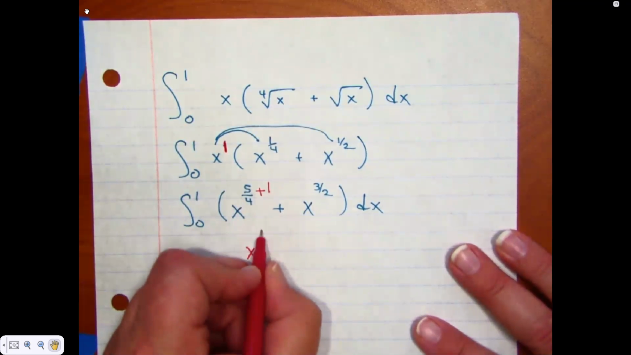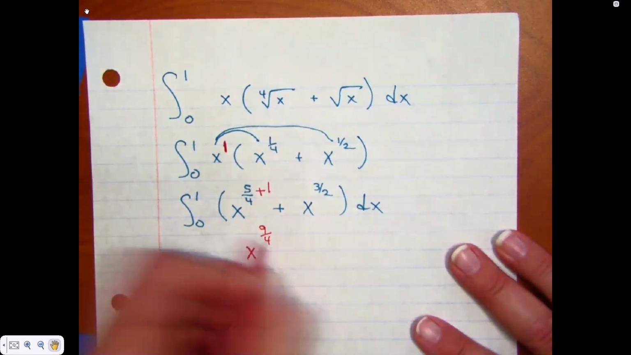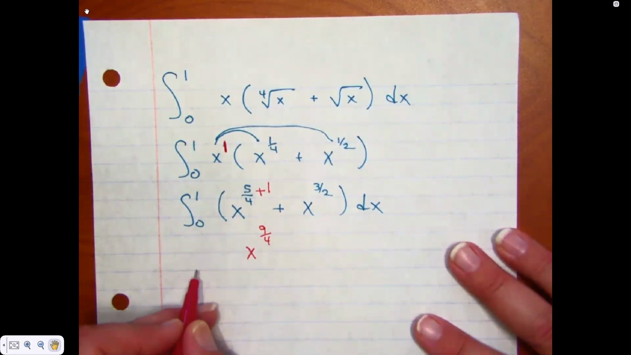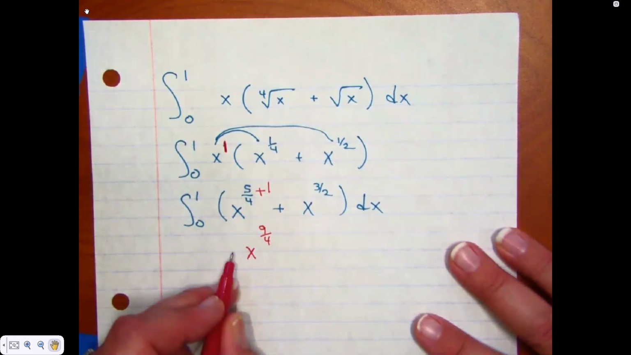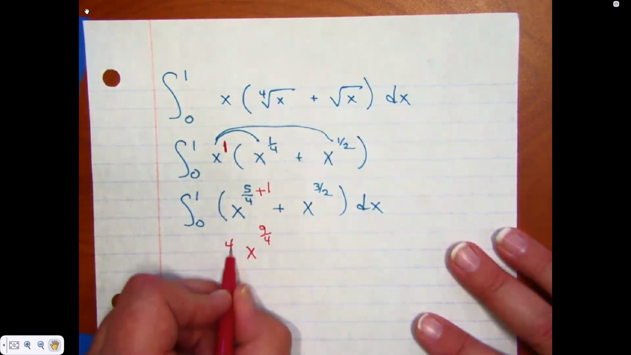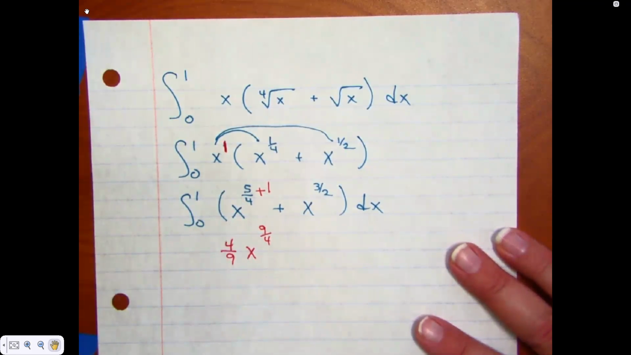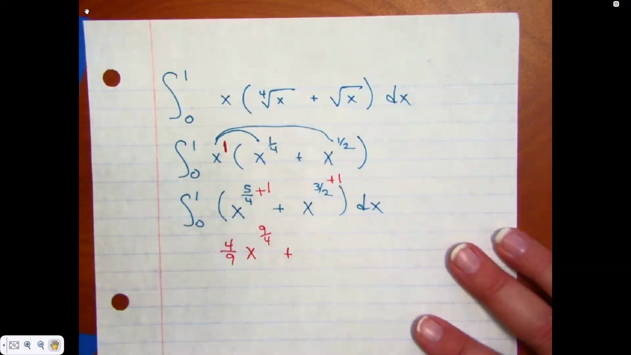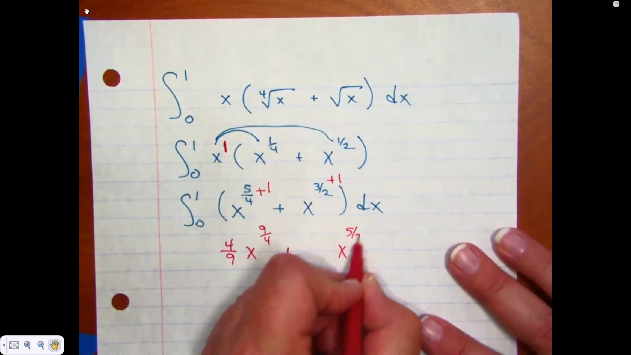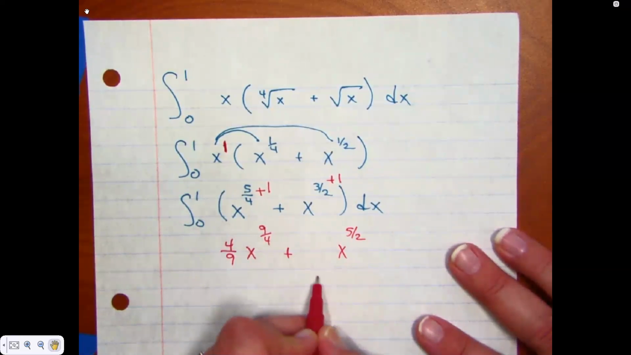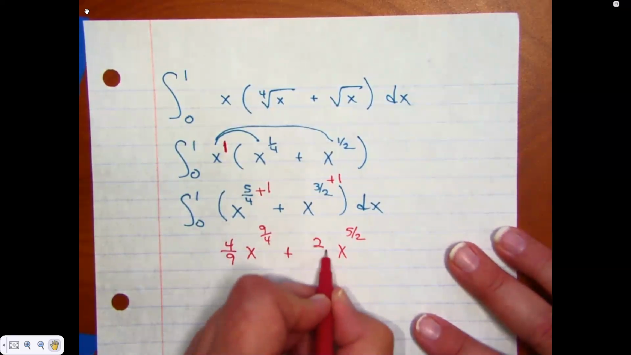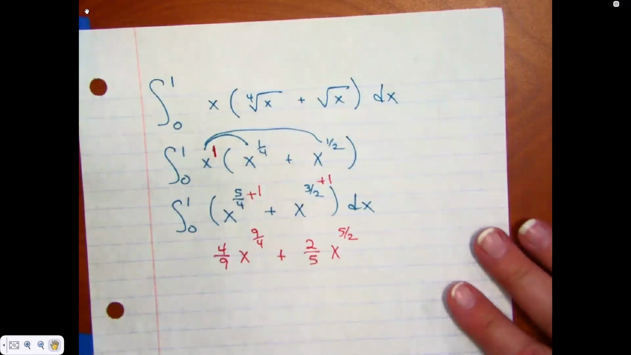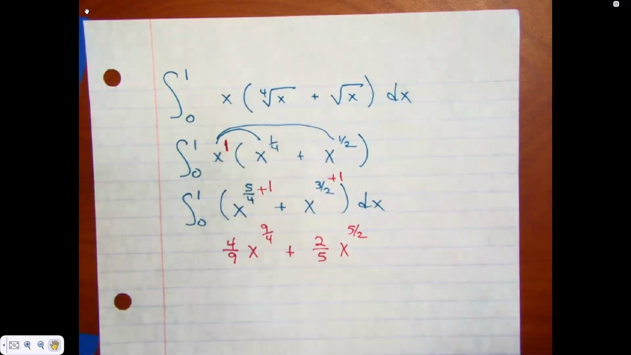5/4 plus 1 takes us to 9/4. Divide by 9/4. This is maybe where we could save a little bit of time because there's no coefficient. Dividing by 9/4 is the same as multiplying by 4/9. Right. Add 1. 3/2 plus 1 takes us to 5/2. And then it's dividing by 5/2 or multiplying by 2/5. All right.